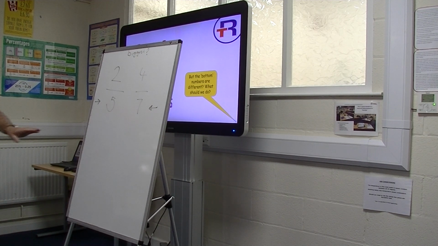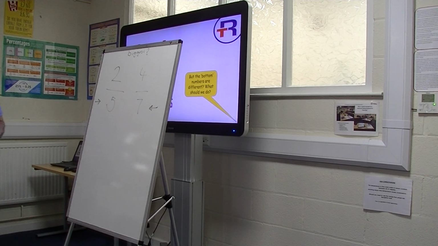So we have to make the bottom numbers the same, okay? And we do that by a little bit of multiplication, by finding a common multiple. So again, this is all going back to your times table. Now, we're in the exam. We don't happen to have this. We're not very good with our times table. So we think to ourselves, oh no, how can we find a common multiple of 5 and 7?